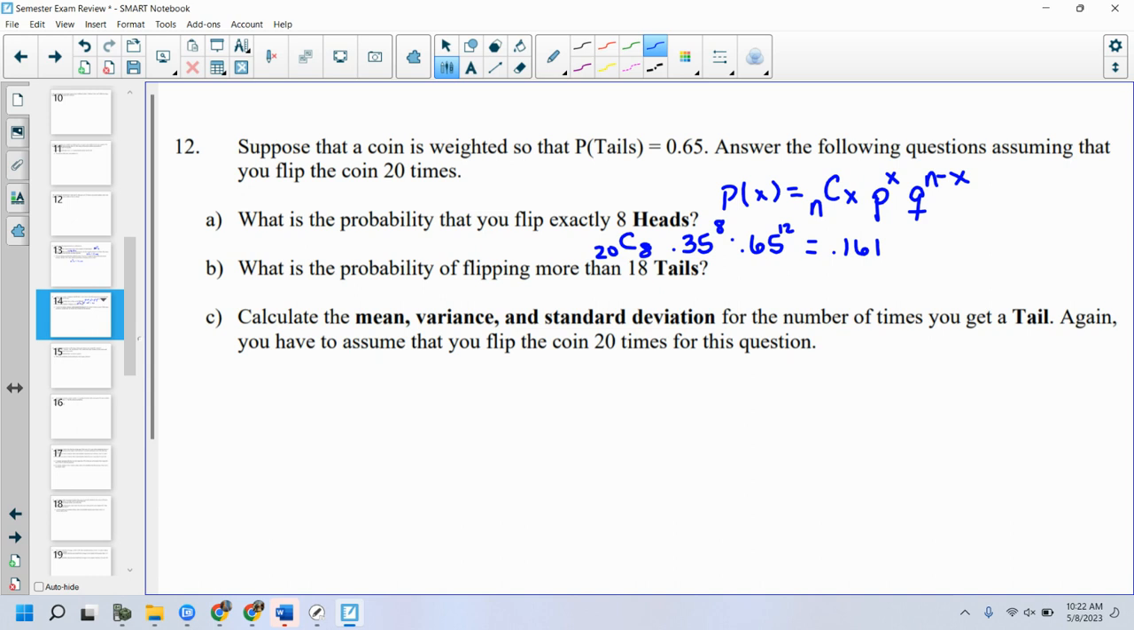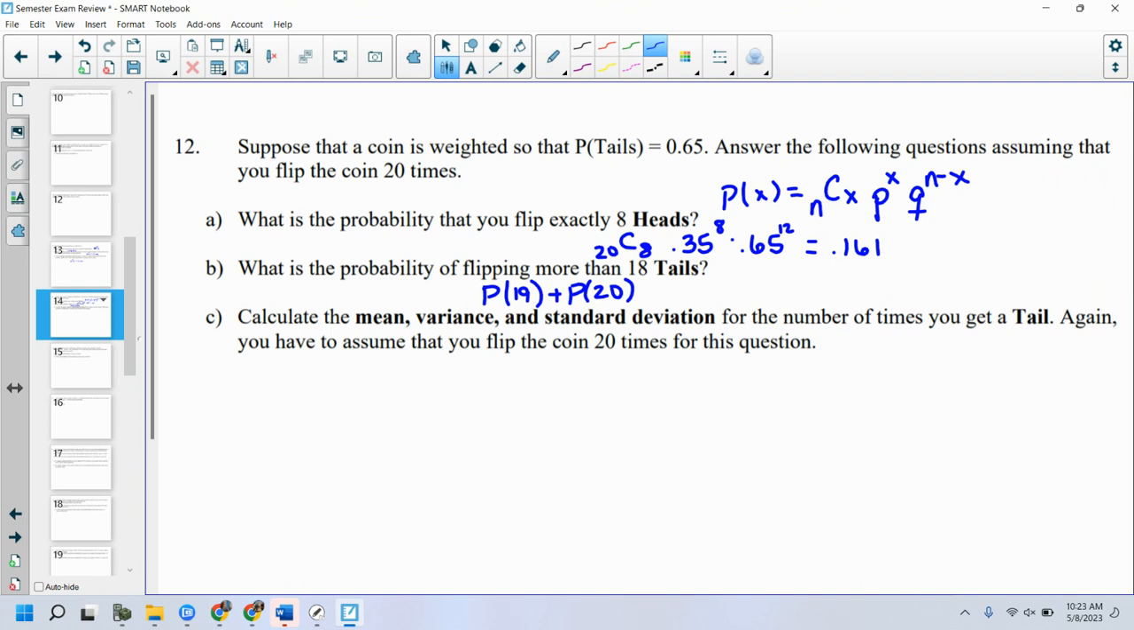Okay, what's the probability of getting more than 18 tails? Excuse me, more than 18 tails. All right, so more than 18 tails is the probability of 19 plus the probability of 20. You follow me? Do I include the probability of 18? No, because it's more than. I didn't say at least 18 tails, but more than 18 tails.